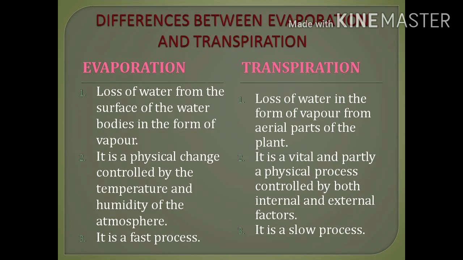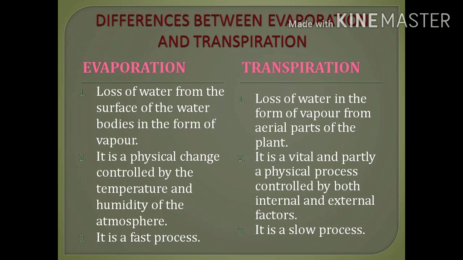Next, differences between transpiration and evaporation. First, transpiration is a physiological process. Evaporation is a physical process. Transpiration is the loss of water in the form of water vapor from the aerial parts of the plant. Evaporation is the loss of water from the surface of water bodies in the form of water vapor. Water bodies are nothing but rivers, lakes, oceans, etc.